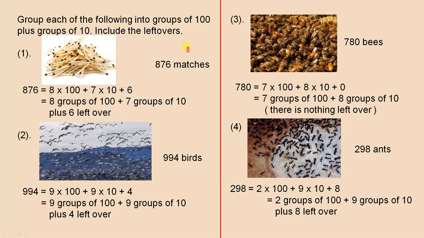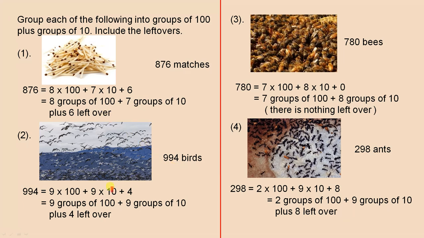Group each of the following into groups of 100 plus groups of 10. Include the leftovers. So now we have groups of 100 and groups of 10 and then some leftovers. So the first example, 876 matches. 876 is 8 times 100 plus 7 times 10 plus 6, which is 8 groups of 100 plus 7 groups of 10 plus 6 left over.